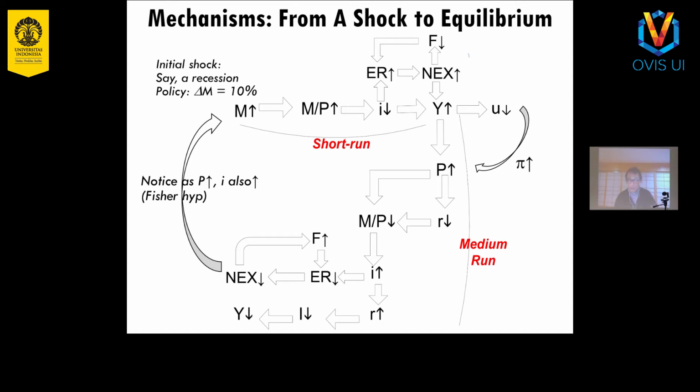Okay, but if M goes up, then M over P, P is price, by the way, will also go up. Remember, we are in the short run, so in the short run, P does not change. So if P does not change, but M goes up, M over P will go up. Right? Now, what is M over P?